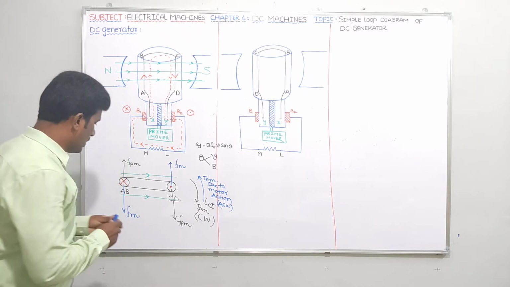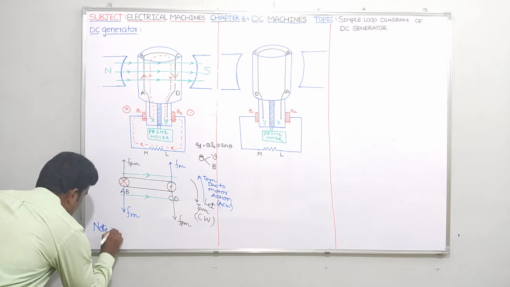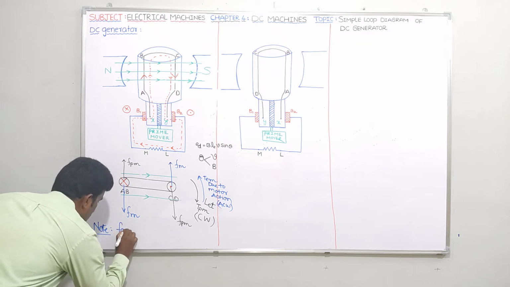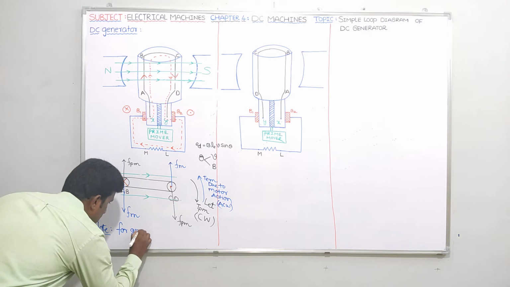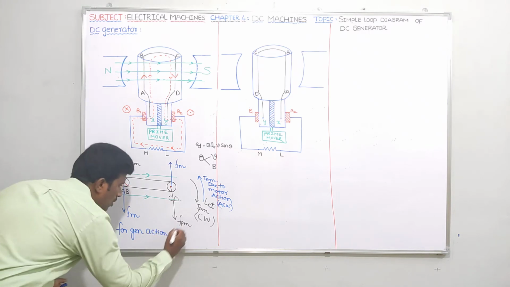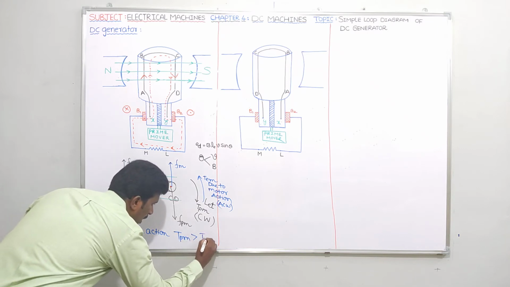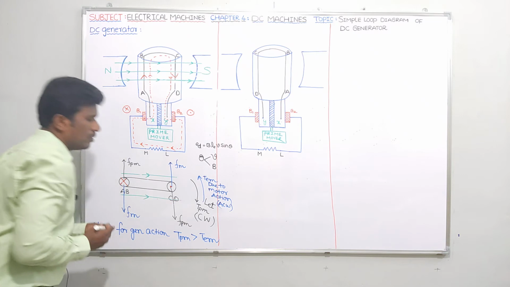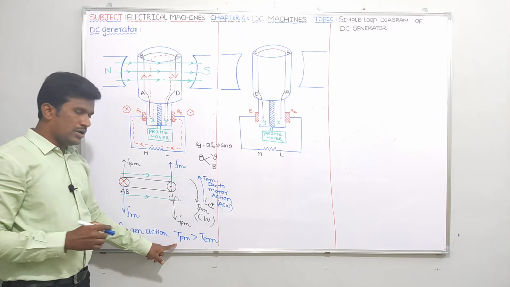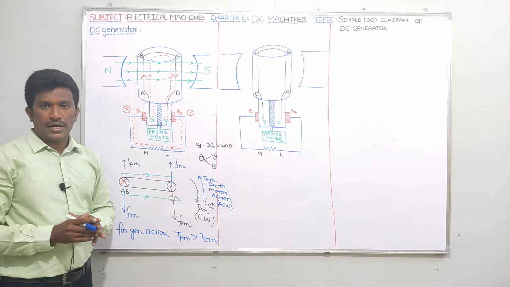Okay, so I'll write a simple note here for generator action. Simply write GN for generator action. Tell me, guys, which one should be more? T_PM. Prime mover torque should be greater than electromagnetic torque. This point you have to understand: T_PM should be more than T_EM for having generator action.